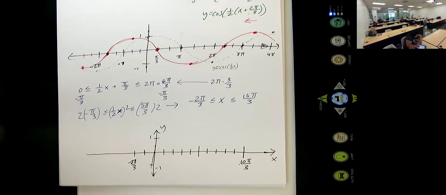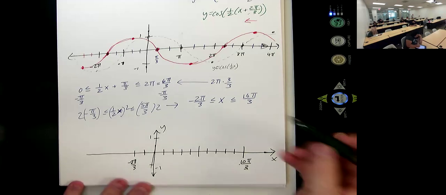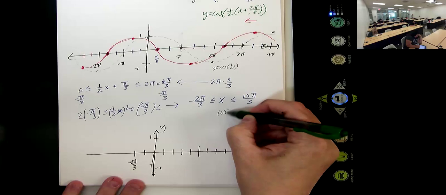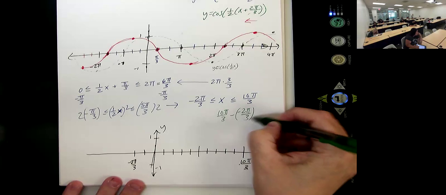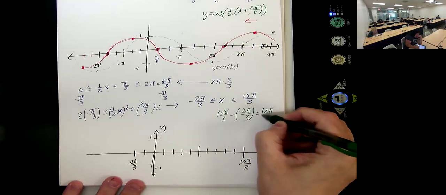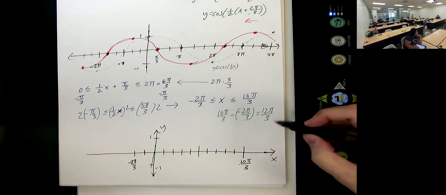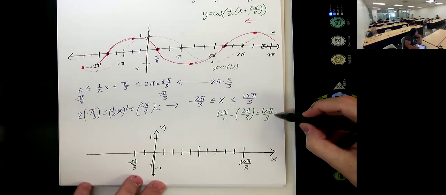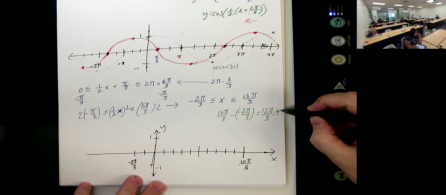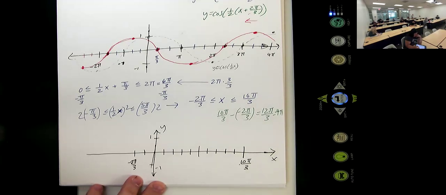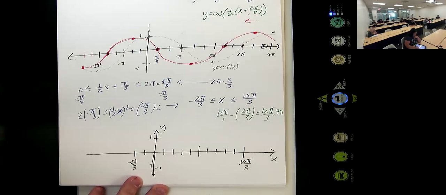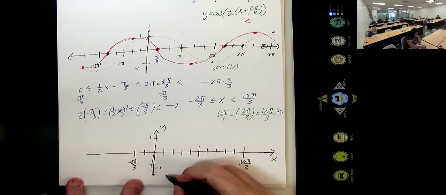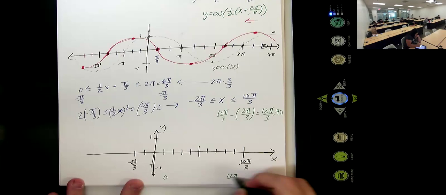So now it's figuring out where my points are at. If I do the 10 pi over 3 and subtract the negative 2 pi over 3, I get 12 pi over 3. And that's showing me my period is 4 pi. We can see that now, but now the 12 pi over 3 I can break up into fourths. So I would have 0 and 12 pi over 3.